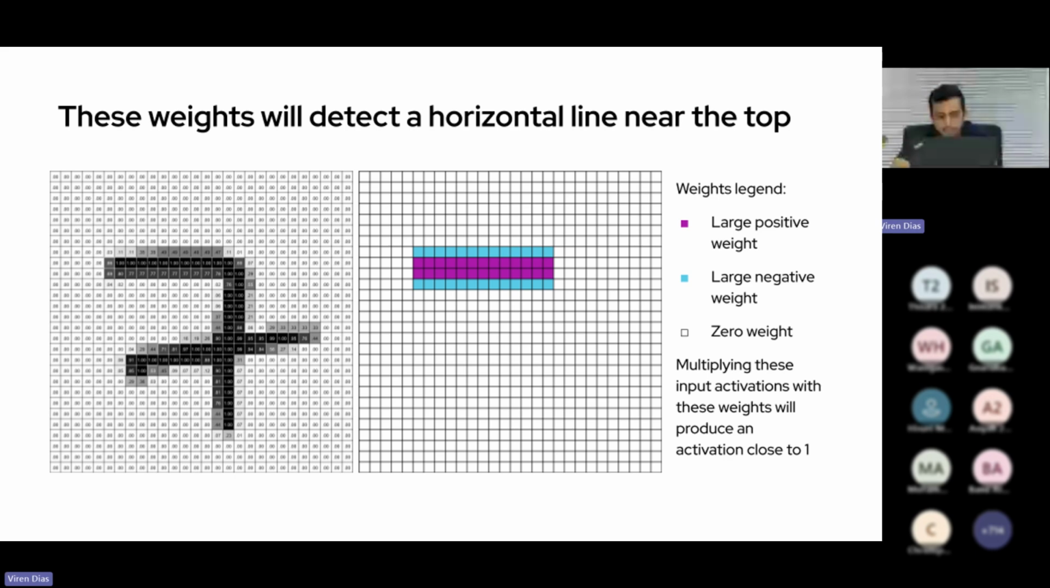And this will result in a value close to 1 if a horizontal line is present, and a value close to 0 otherwise. You can sort of overlay these two images and do the maths for yourself and see. Basically, if the greens represent large positive values and the reds represent large negative values, and you do the multiplication and add it all up, you'll see that unless there is a horizontal line at the top, it's not going to result in a large positive value. Otherwise, it just ends up being 0.